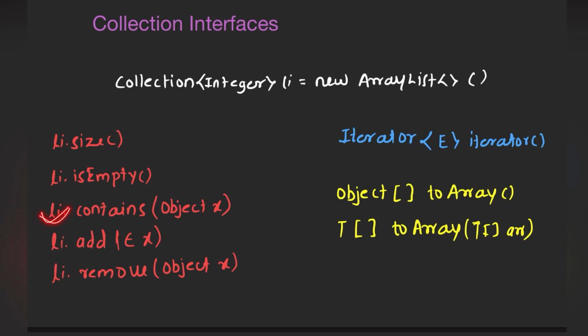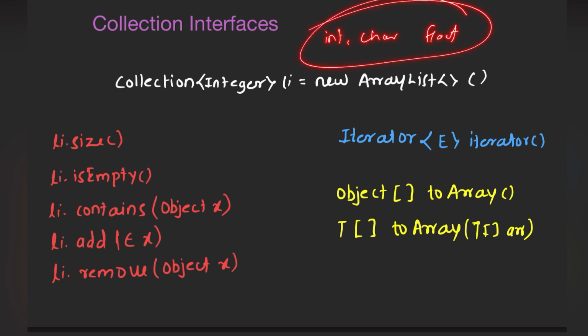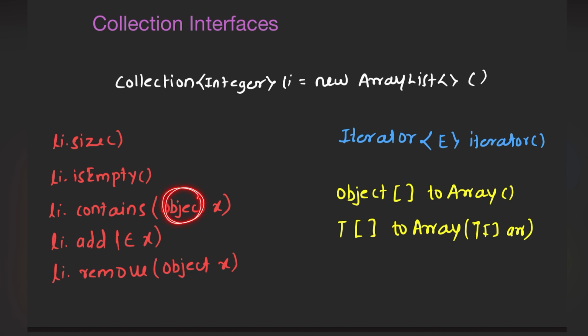The third one is contains. The interesting point to note here is that I have used Object. Now the question comes, why do I need to use Object over here? Because in collections, as we know, we need wrapper classes. In a collection, we cannot use primitive data types like int, char, float. We cannot use these primitive data types in the collection interface because we use wrapper classes. This is the reason I have mentioned Object here, because this Integer is treated as an object.